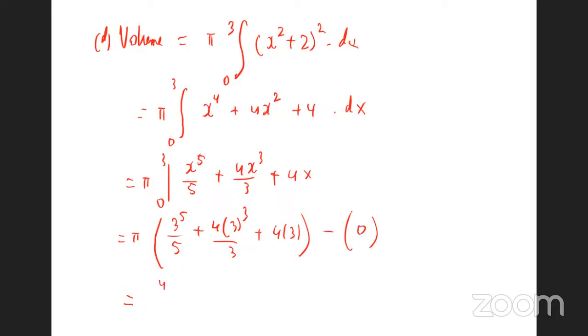So Amanda got 483 over 5 pi. Right? Units, because it's volume, you can write units cubed. Well, look at that, 483 over 5. Check and see. Just put back that part in the calculator.